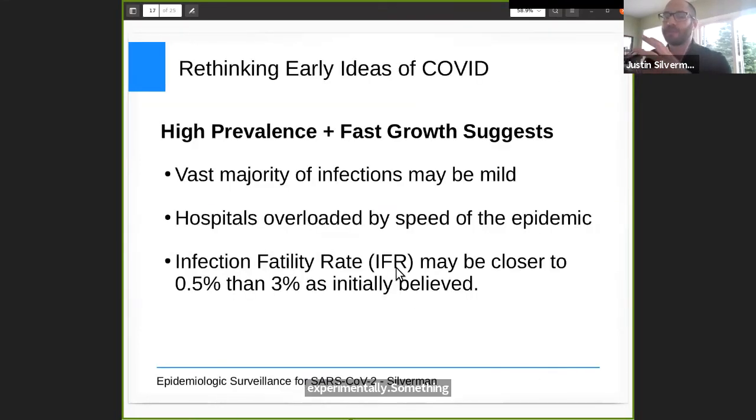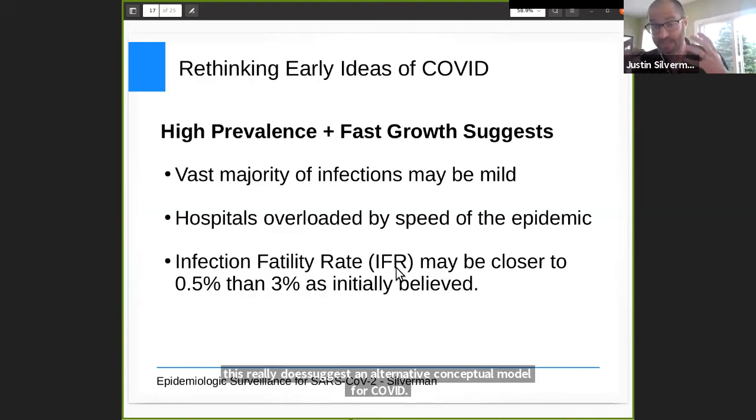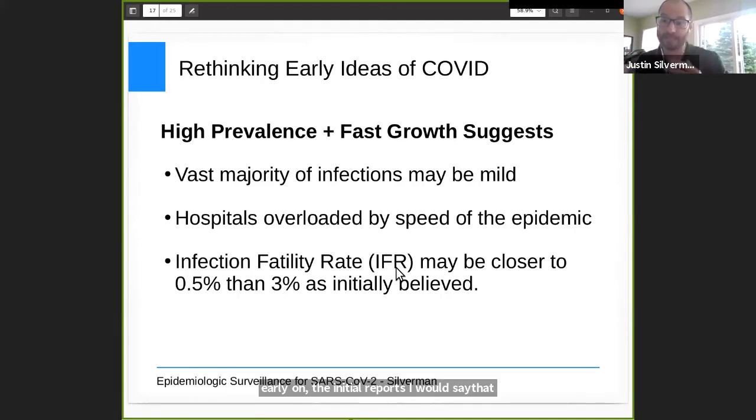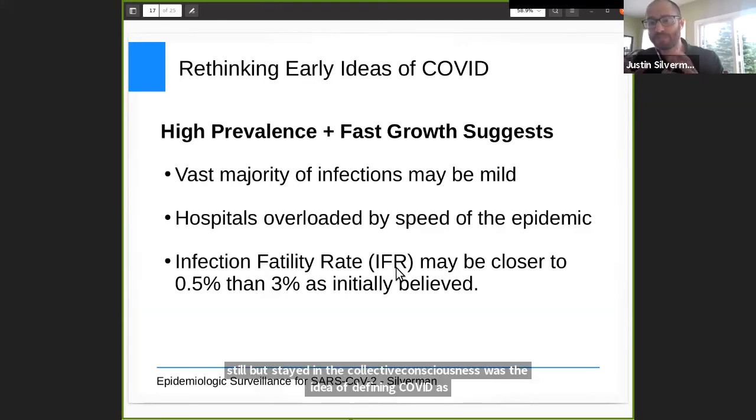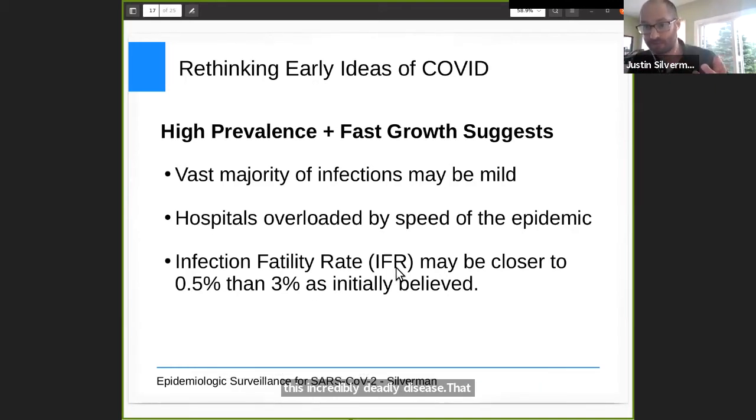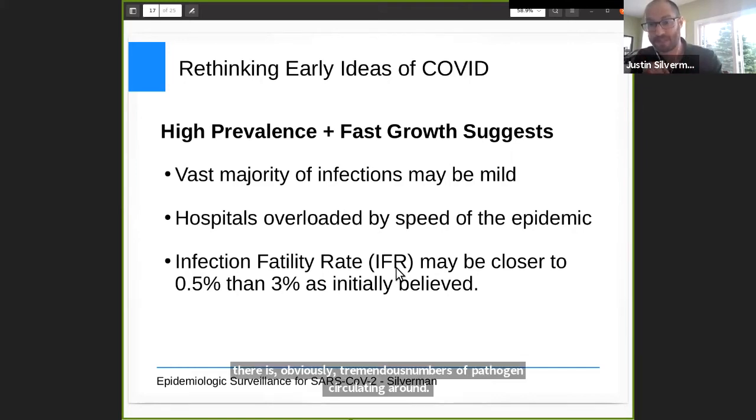All right. So when you put this all together, this really does suggest an alternative conceptual model for COVID. Again, early on, the initial reports, and I'd say that still what stayed in the kind of collective consciousness is this idea of defining COVID as this incredibly deadly disease, that is what makes it special. What I mean is, there's obviously tremendous numbers of pathogens that are circulating around.